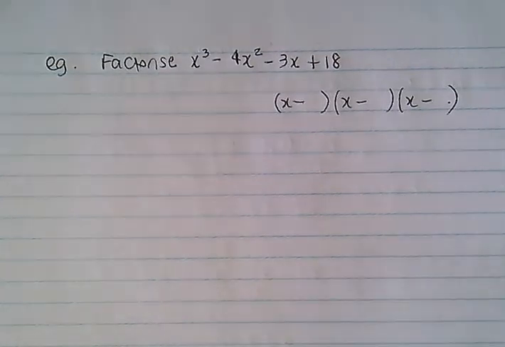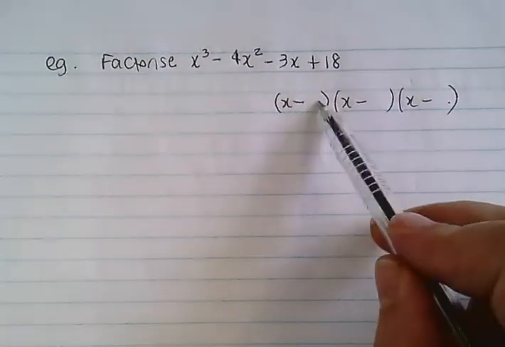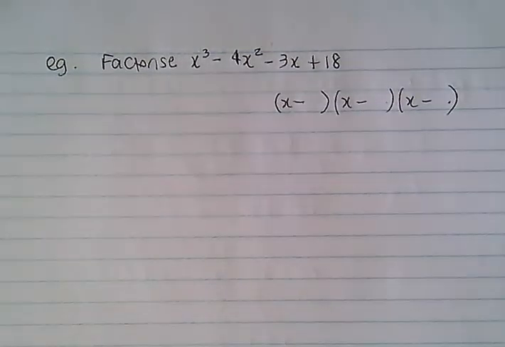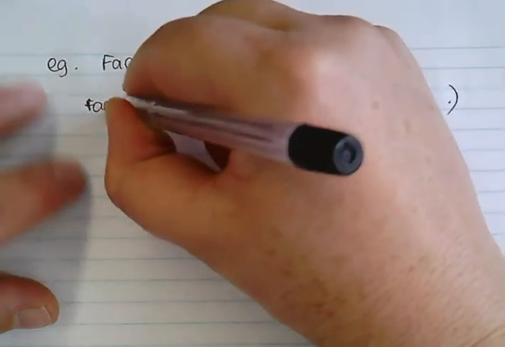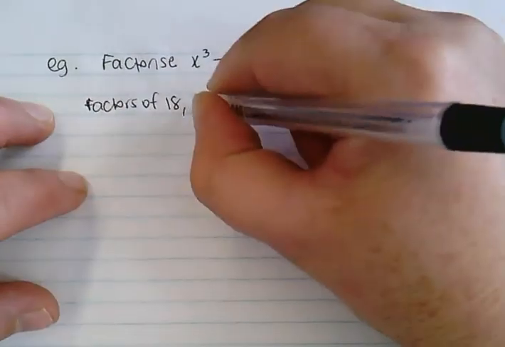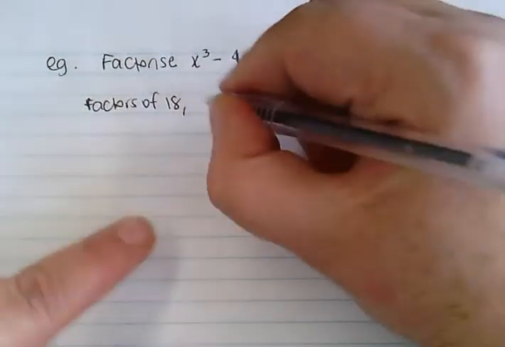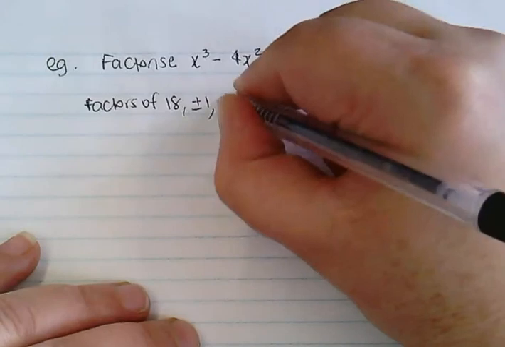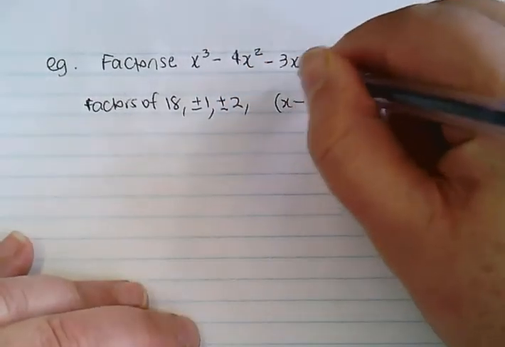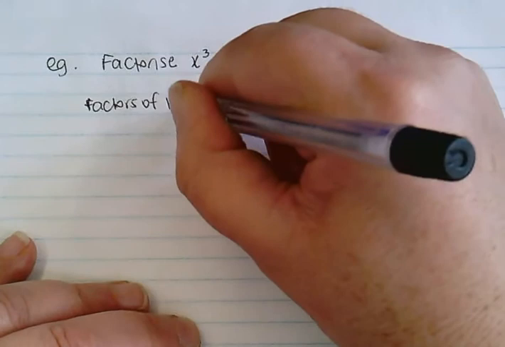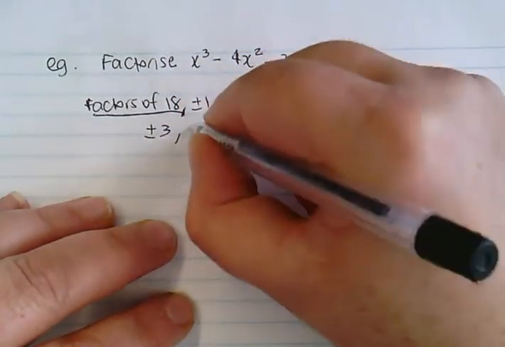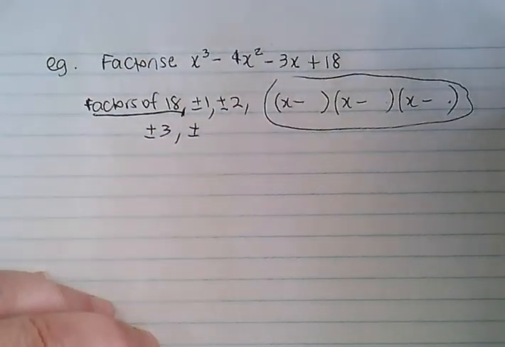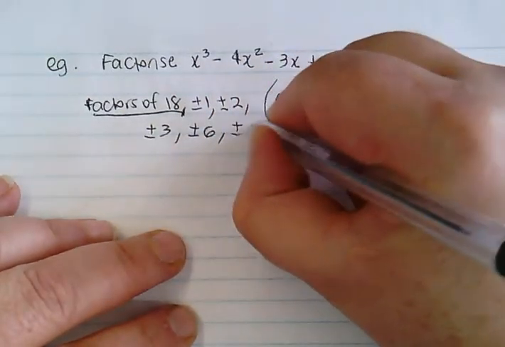But we just need to know what the factors of 18 are to work out what one of these numbers might be. We don't need them all, we just need one of them. So you tell me what the factors of 18 are. Well, we can have plus or minuses as well. We've got plus or minus 1, plus or minus 2, plus or minus 3. 4 doesn't go into 18. What is plus or minus 6, plus or minus 9?